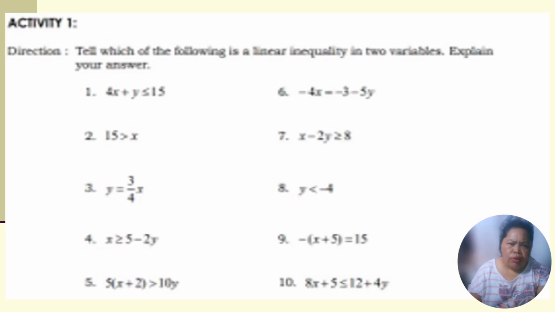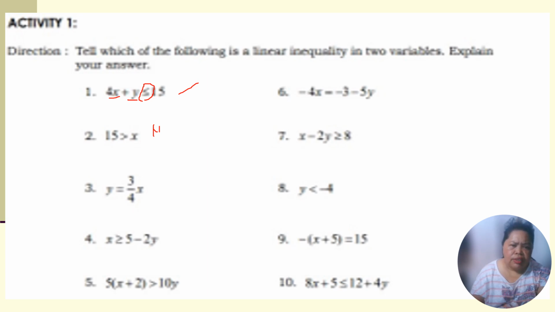Now tell which of the following is a linear inequality in two variables. Explain your answer. For example, number 1, 4x plus y is less than or equal to 15. So this one is an inequality because it has this sign, the less than, and also it has x and y, so it's two variables. Number 2, though it's an inequality, it's not a two variable. So the answer is no.